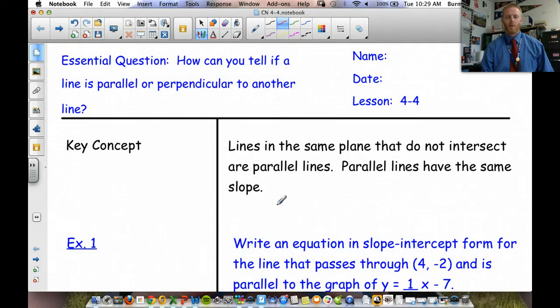Boys and girls, here we are with lesson 4.4. This lesson is helping us to determine if lines are parallel to each other or if they are perpendicular to each other based off of their equations.